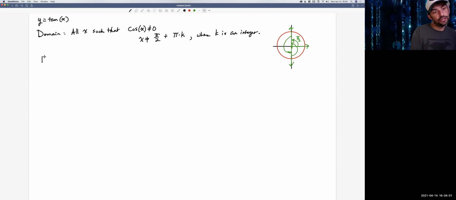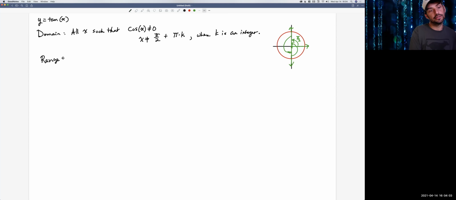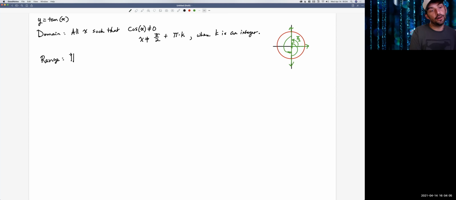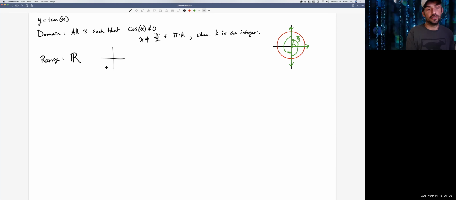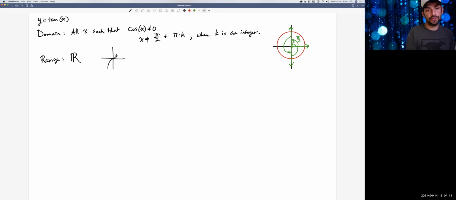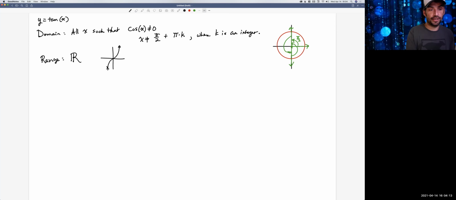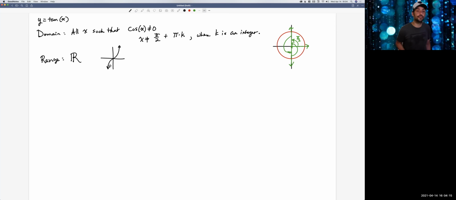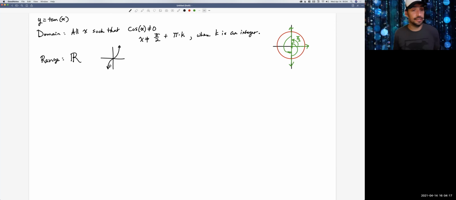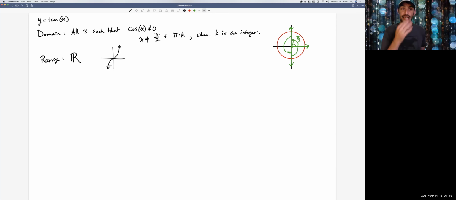The range is going to be all real numbers. Remember the graph of tangent, right? If I draw one little period, it went off to positive and negative infinity at these two asymptotes. So we can find inputs to get any possible output.